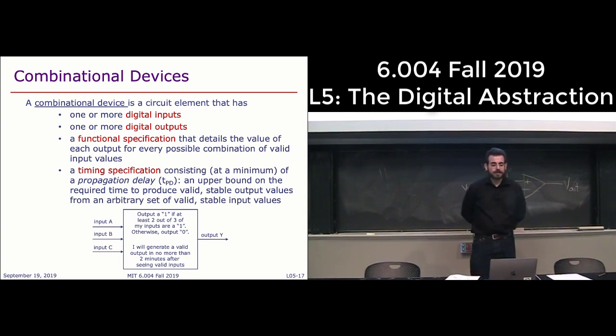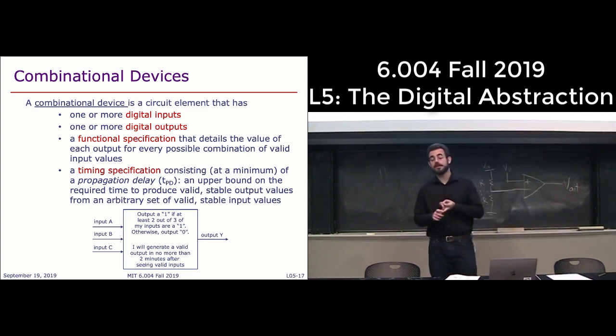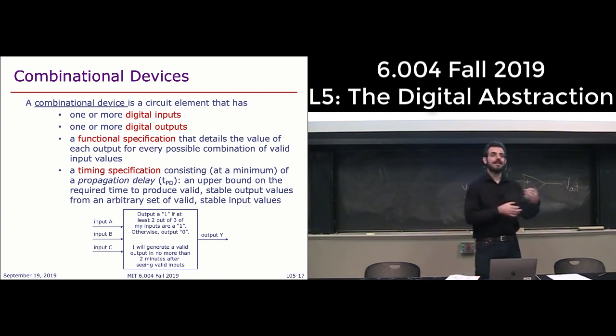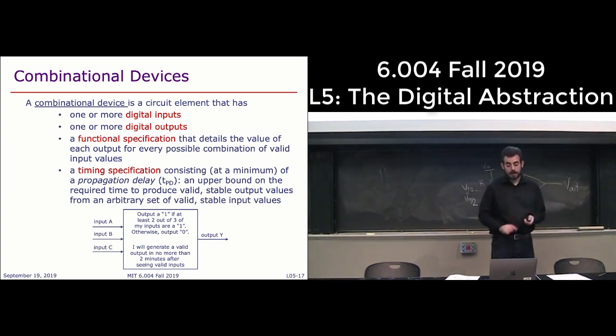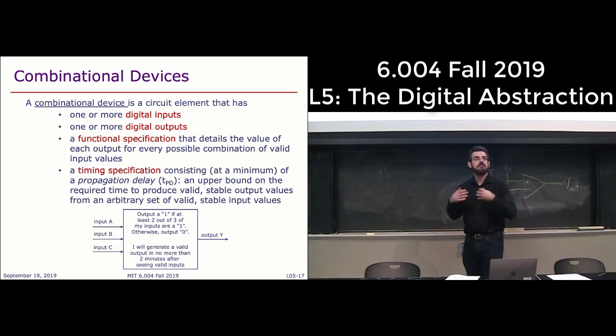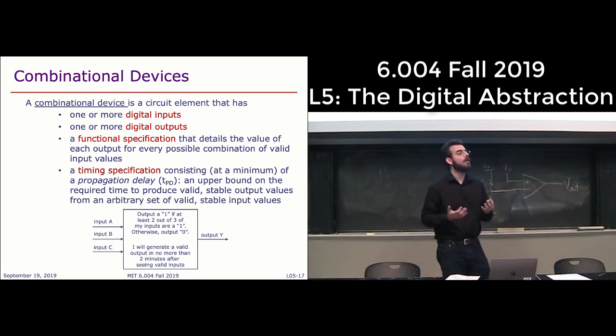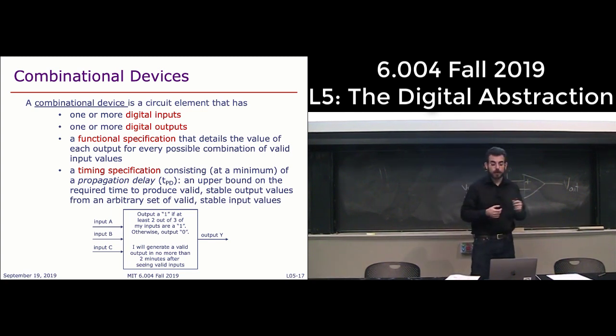A combinational device needs to satisfy what we call the combinational contract or the static discipline. It needs to have one or more digital inputs and one or more digital outputs. The inputs and outputs need to obey the convention, the signal levels that we've discussed before. And then it needs two other things: a functional specification that precisely tells you how each output depends on the values of the inputs, that is, what is the value of the output for every combination of the inputs.